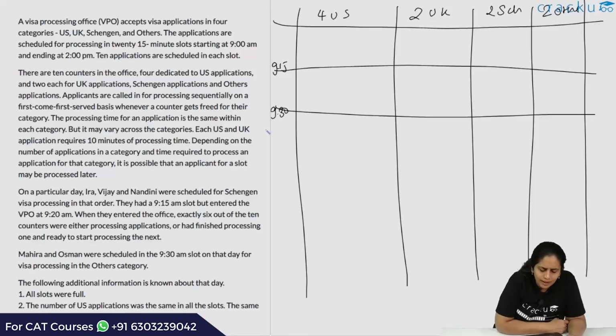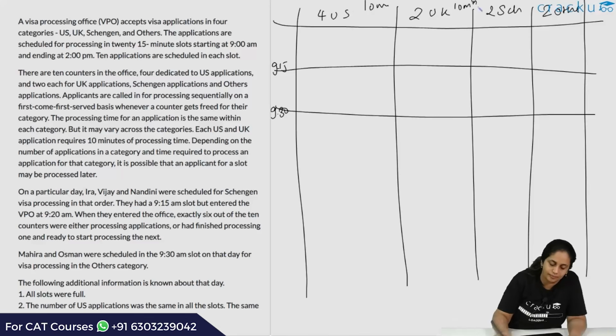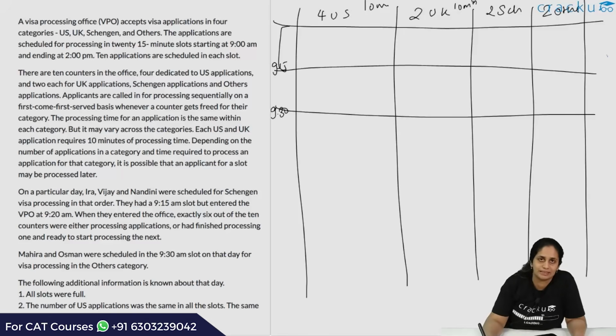Now you're told that there are 10 counters. These applicants are called in for processing sequentially on first come first serve basis whenever a counter gets freed for their category. The processing time for an application is the same within each category, but it may vary across the categories. For each US and UK application, it requires 10 minutes. So this is 10 minutes, this is 10 minutes. Depending on the number of applications in a category and the time required to process an application for that category, it is possible that an applicant for a slot may be processed later. So anybody who is scheduled for the first slot may actually get processed in the second slot or something like that.